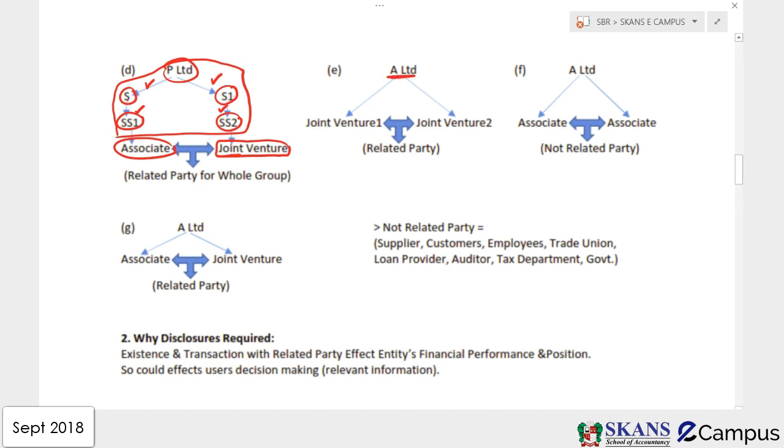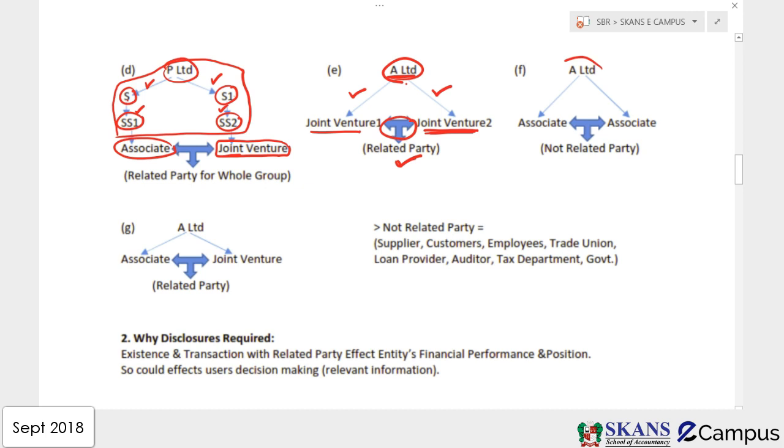If there is one company, A Limited, that has joint venture 1, and the same company has another joint venture, joint venture 2, then these both companies are related parties. We have already established that if you have a joint venture, it's a related party. So in this arrangement, A Limited has two related parties, joint venture 1 and joint venture 2. In the same way, joint venture 2 has two related parties, A Limited and obviously joint venture 1. This relationship is also a related party.